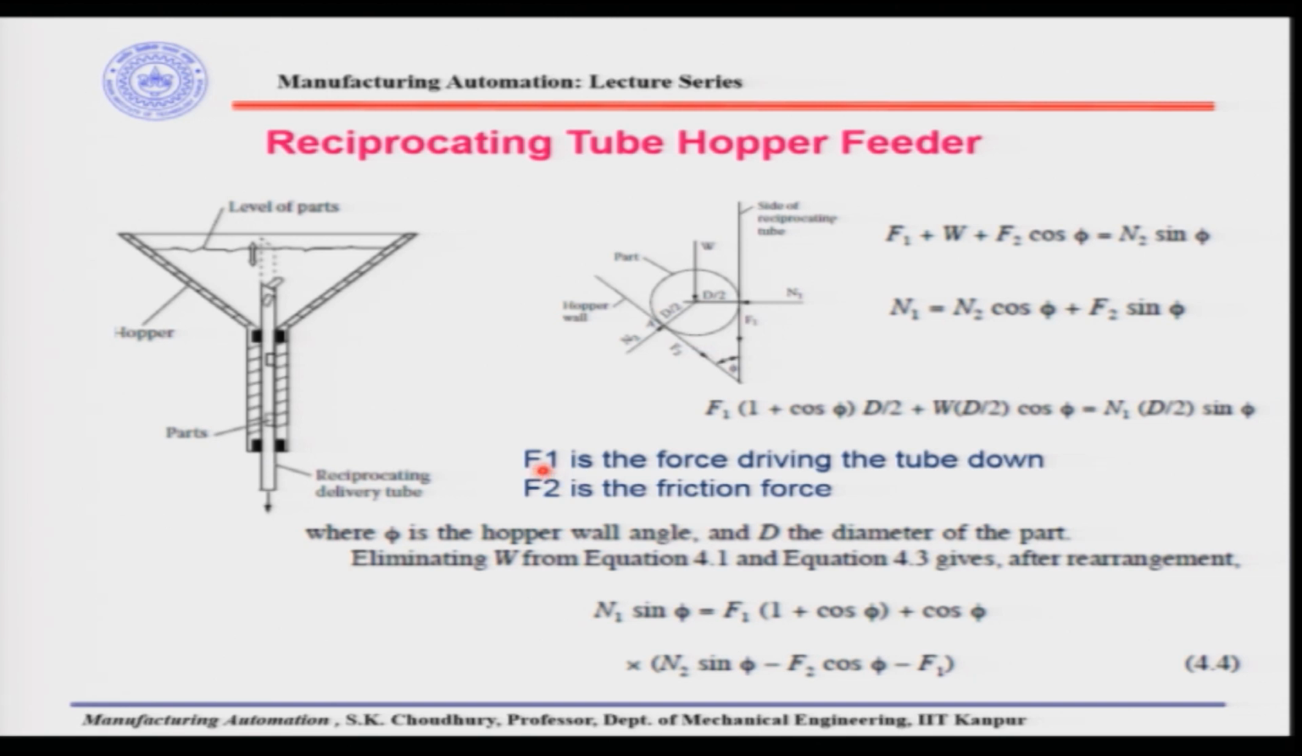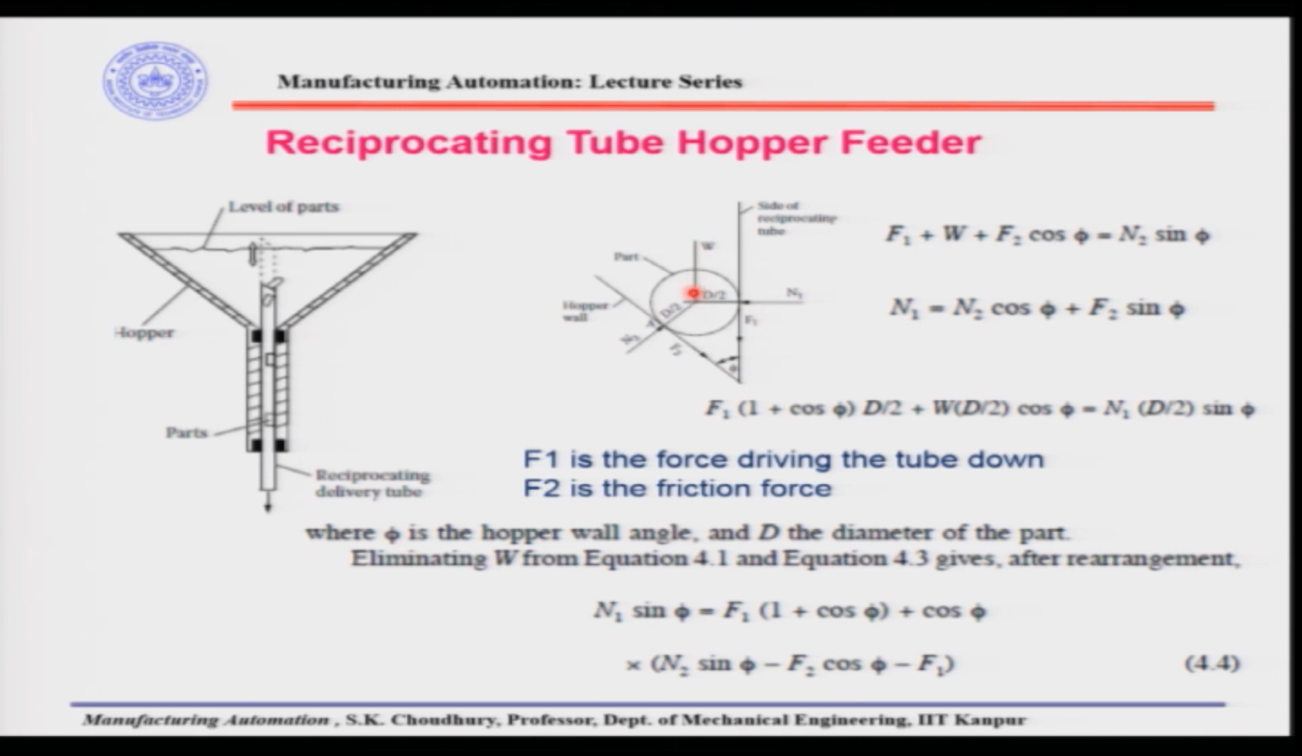Here it is written, F1 is the force driving the tube down, and F2 is the friction force because of the normal force imparted on the part here from the hopper wall N2. N2 is the normal force, because of that the F2 which is the friction force, F1 is that force which is required to drive the reciprocating tube, okay, through the mass of the parts. Then W is the weight of the part, okay.